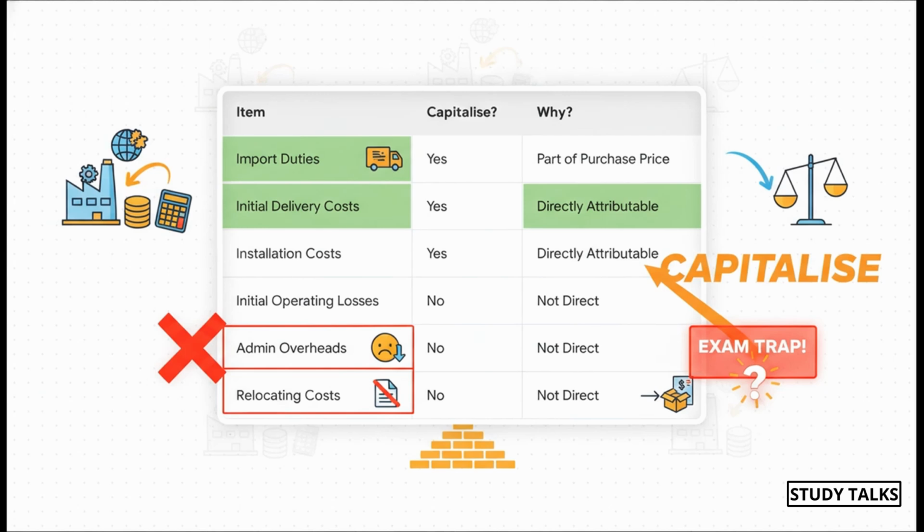You capitalize the purchase price and any cost that is directly attributable to getting that asset to the right location and in the right condition to operate. So things like non-refundable import duties, delivery, and installation costs are in, but the real exam trap is knowing what's out. Notice that initial operating losses, admin overheads, and relocation costs are all expensed to the P&L. Why? Because they're costs of running the business, not costs of getting the asset ready.